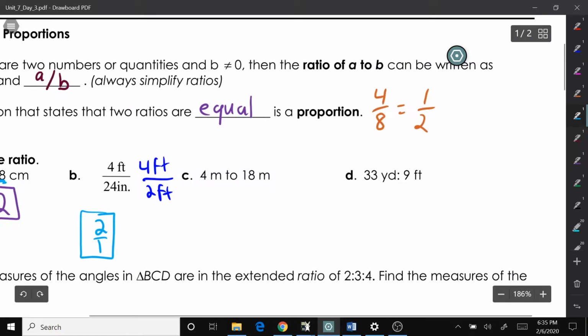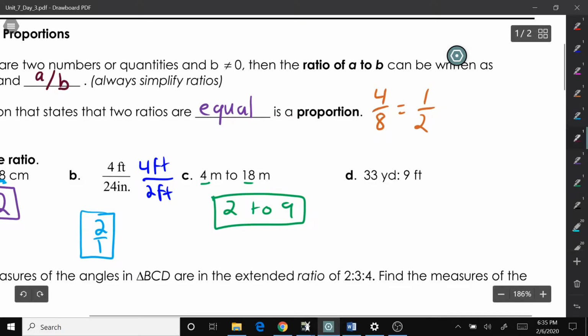Then letter C, 14 meters to 18 meters. Again, we want to simplify these two as much as we can. We can divide both these numbers by 2, and 7 to 9 is our ratio.